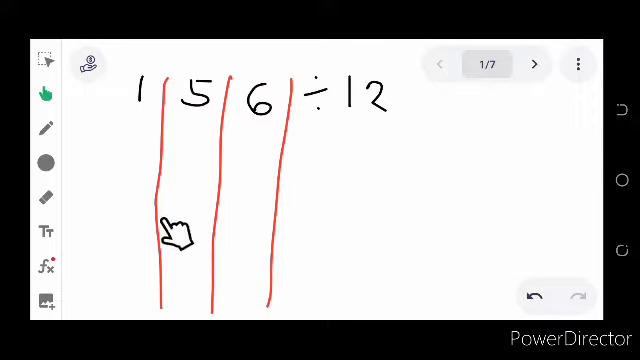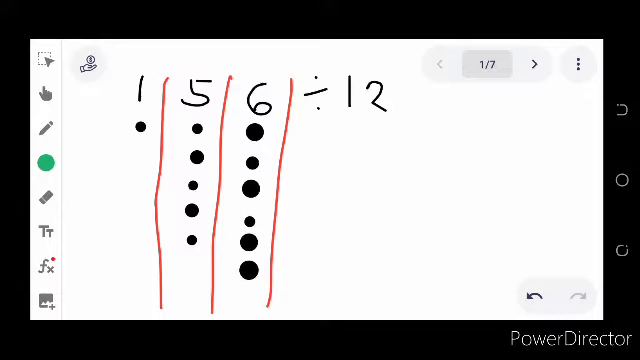Now, the reason why we divided this into columns is that we are going to represent each column by the number of dots that corresponds to the number shown in each column. So for the first column, the number that shows is 1, therefore we have 1 dot there. The next column is 5, so we have 5 dots: 1, 2, 3, 4, 5. The third column you have 6, so this will be 6 dots: 1, 2, 3, 4, 5, 6. You have 6 dots.